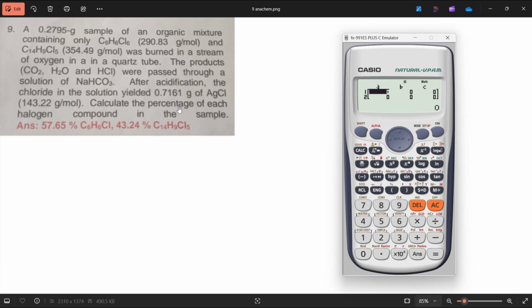How are you going to do that? So again, let x and let y be our unknowns. Let x be our hexachlorobenzene, and let y be this one. So it's just going to be 1 plus 1, and then the mass of our original sample, which is 0.2795. Okay. So for equation 2, this is just going to be set up the same way as earlier, how you're going to set up your gravimetric equation.